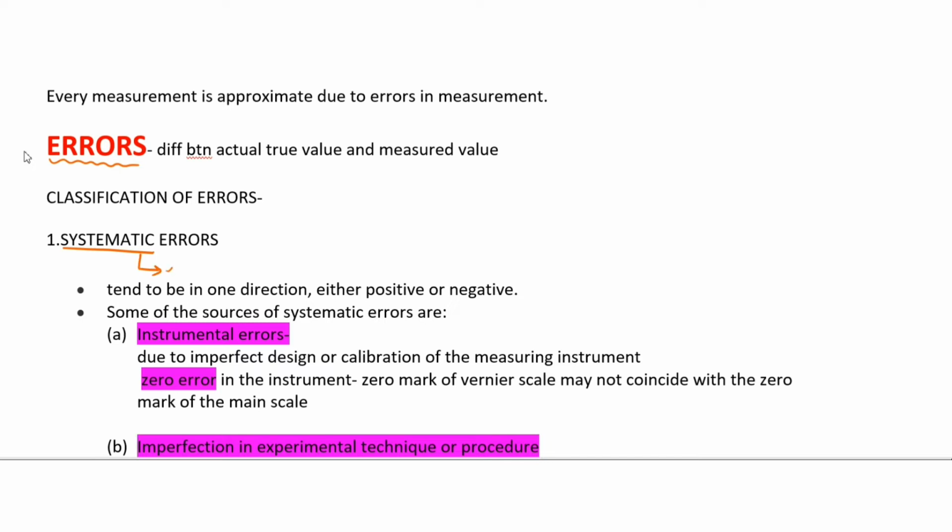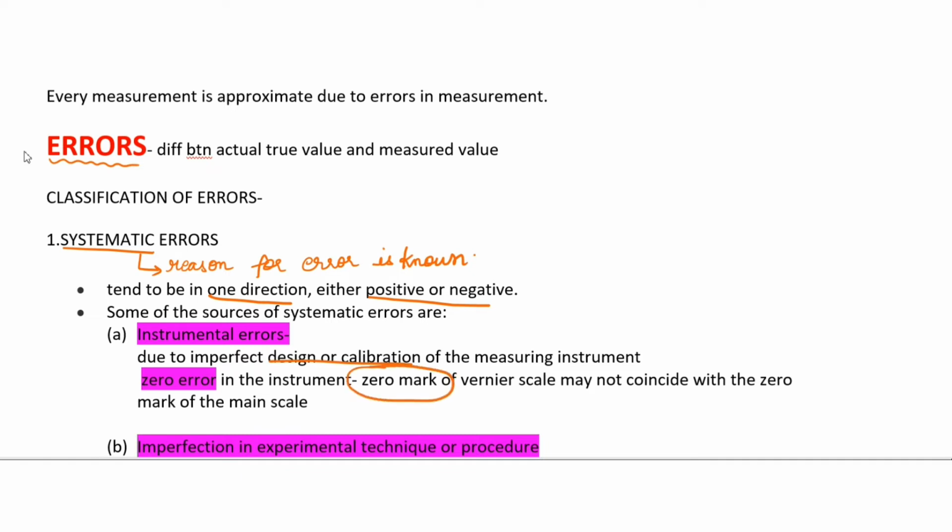Now let's look at systematic error first. The word systematic itself tells you that the reason for the error is known. That is, it tends to be in one direction, either positive or negative. If it is a positive error, the measured value is more than the actual value. It has a positive difference. And if the measured value is less than the actual value, the error is negative. So we always know that it is in one direction, either positive or negative.